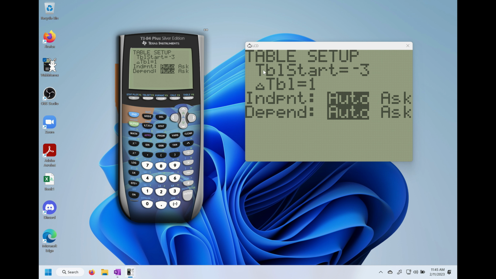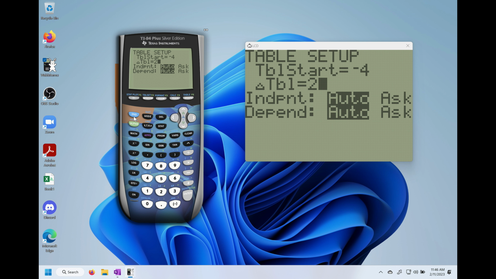notice here it's asking me, where do you want me to start this table? Well, instead of negative 3, let's make it negative 4. And then the triangle table, that triangle means delta, it means changing the table. So we want to change our values by 2 every single time. So what we're telling the calculator to do is start at negative 4 and then increase it by 2 every single time. So we should get negative 2, 0, positive 2, positive 4, and so forth.